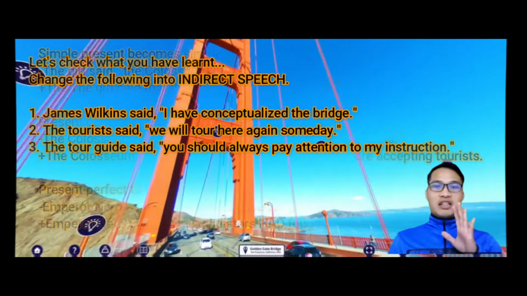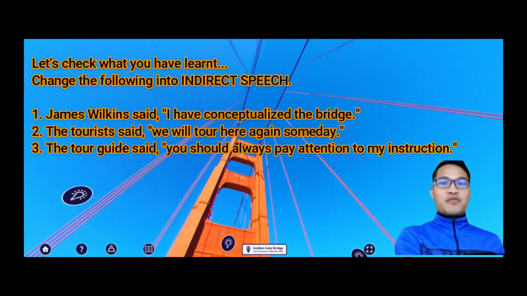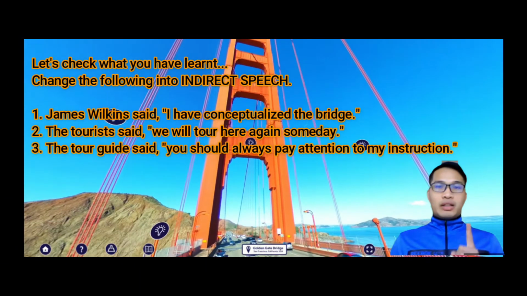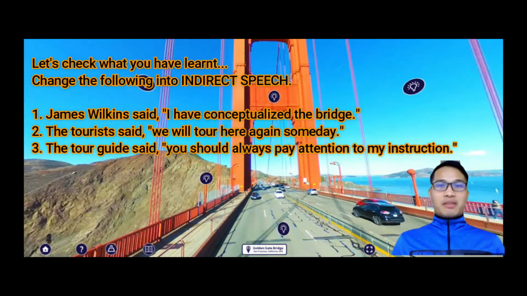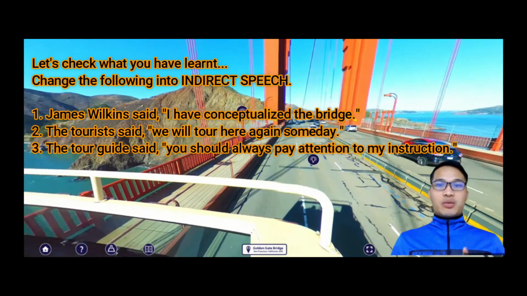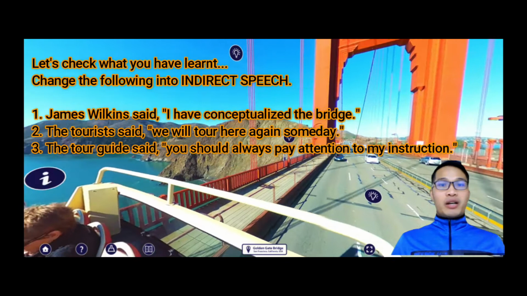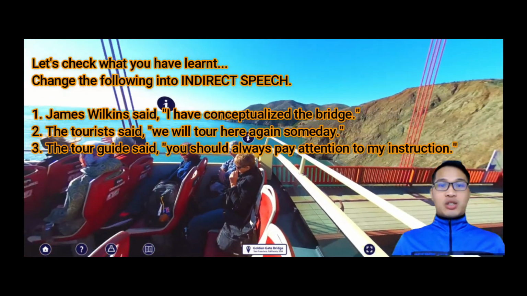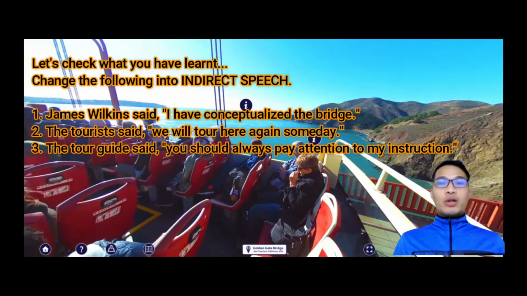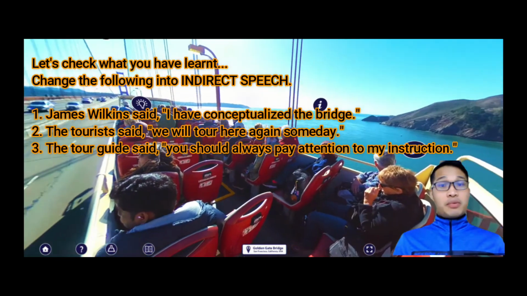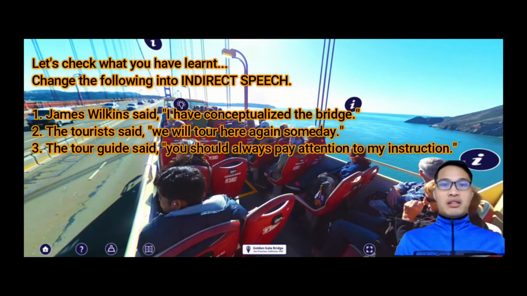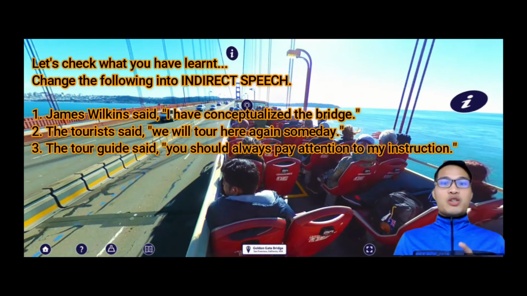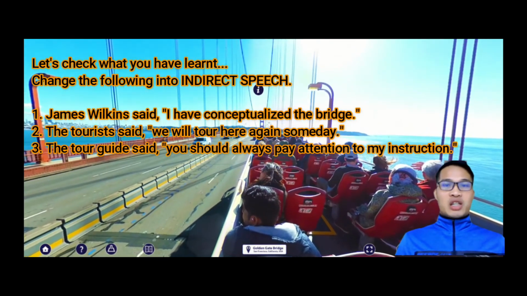Fifth destination, Golden Gate Bridge in San Francisco, California. Now, let's check what you have learned. Change the following into indirect speech. Number 1, James Wilkins said, "I have conceptualized the bridge." Number 2, the tourist said, "We will tour here again someday." Number 3, the tour guide said, "You should always pay attention to my instruction."